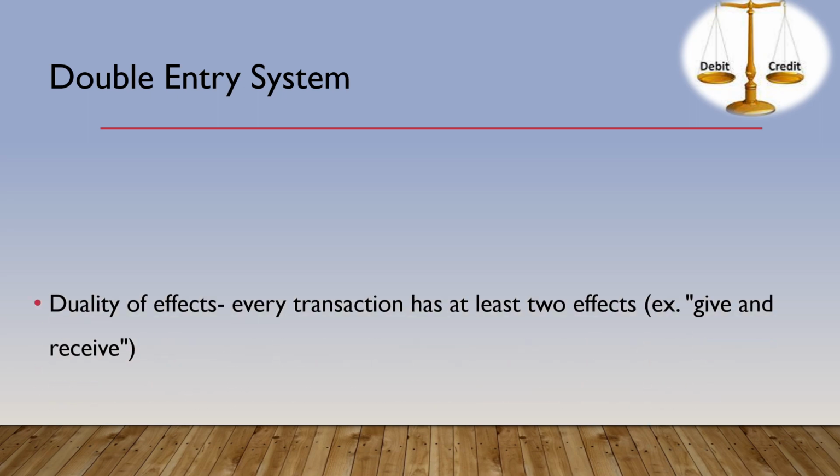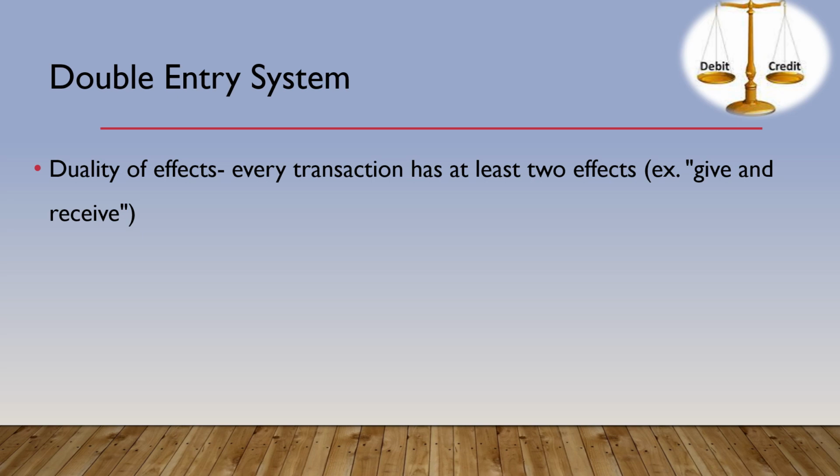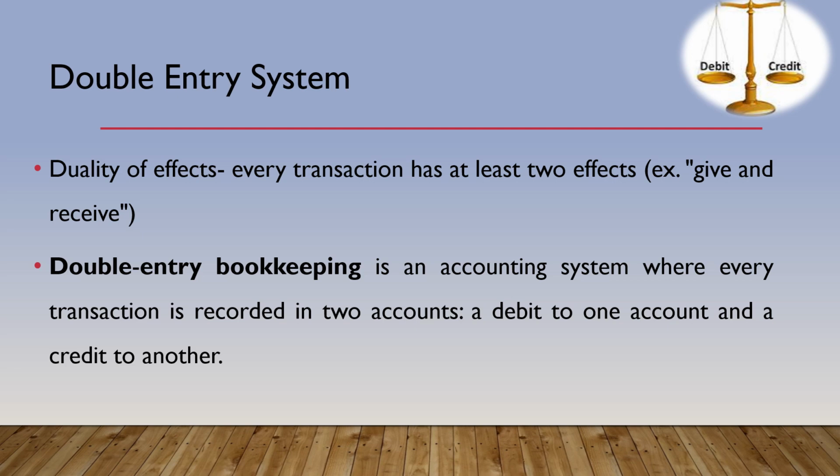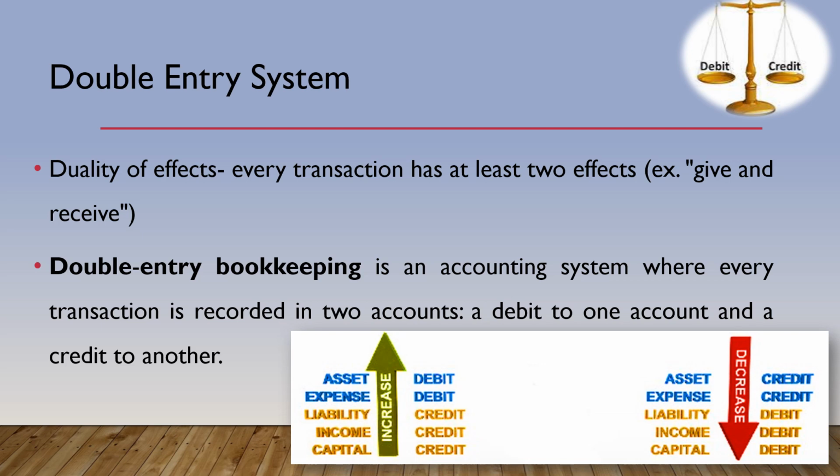The double entry system is based on the duality of effects. It says every transaction has at least 2 effects. Double entry bookkeeping is an accounting system where every transaction is recorded in 2 accounts, a debit to one account and a credit to another. You know that in financial accounting, there are 5 elements involved in the financial statements. Those are assets, expenses, liability, income, and capital. Now you can see how this double entry system will impact each element.